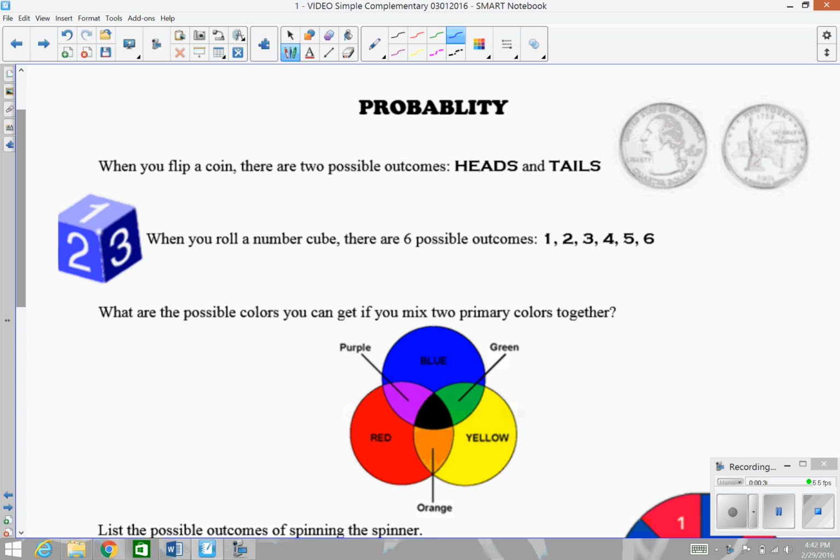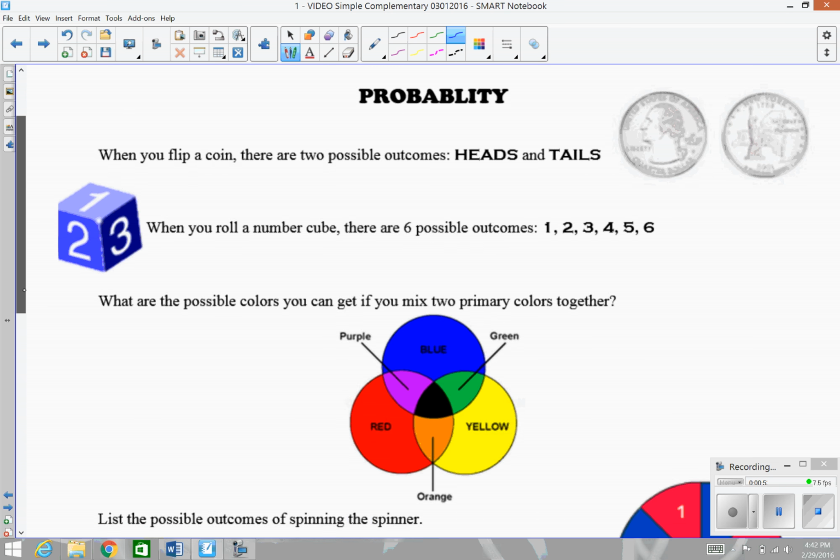Here are some examples to get you started. When you flip a coin, there are two possible outcomes. You could get heads or you could get tails. Another example, when you roll a number cube, also known as a die, there are six possible outcomes. You could get a 1, 2, 3, 4, 5, or 6.